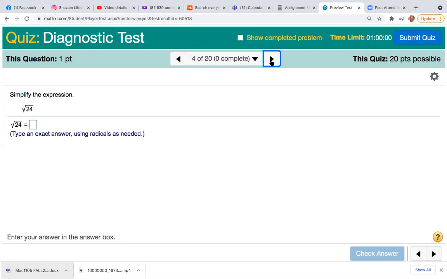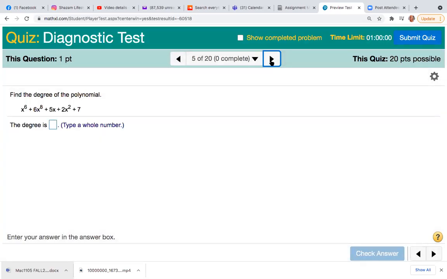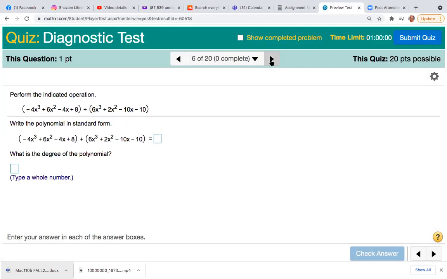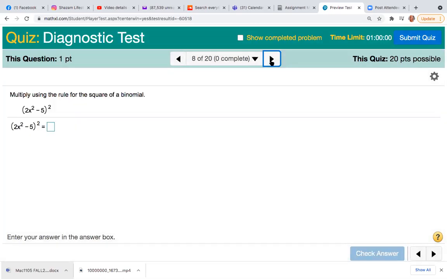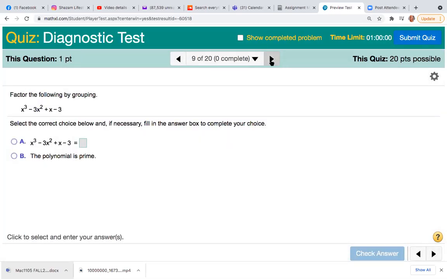60 minutes. You have 60 minutes to do these 60 questions, and all the answers, you have to type them in. Once you're done, you submit it, and it'll show you how well you did. This does not count as part of your grade. Let me repeat that. This doesn't count as part of your grade. You just have to get it done.